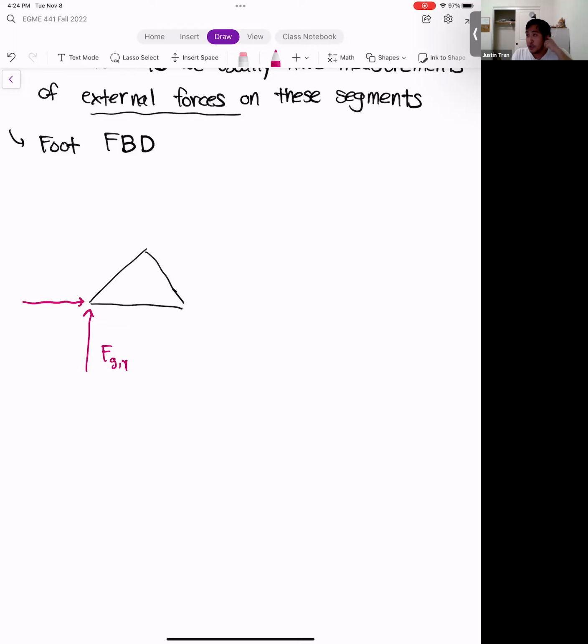And just to be general, we're going to assume that the ground reaction force has two components, a component in the y direction and the x direction. I know in the figure above I just drew it in the y direction, but we're going to assume that it's in both directions.